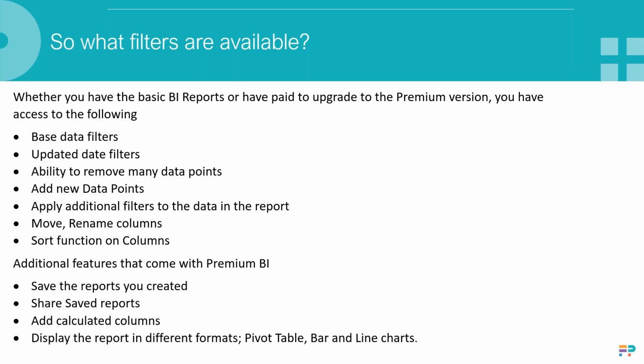Within the Premium BI, very importantly, you have the ability to save the reports that you create, and you can share those saved reports. You can also add calculated columns. There are a lot of columns within many of the reports that compare data sets to give you variances, but they don't cover all eventualities, and being able to add a calculated column can be very helpful at times. And then also with the BI Premium version, you get access to display the reports as a pivot table or bar or line chart.